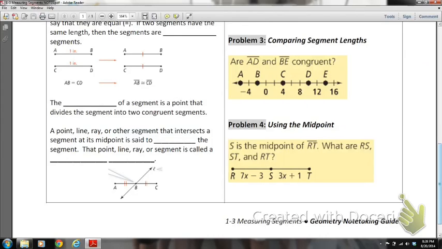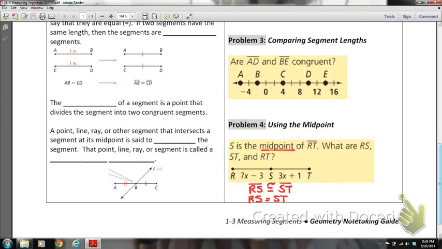The last problem is using a midpoint. And it tells us that S is the midpoint of RT. So that tells us that, by the definition of a midpoint, that it divides it into two congruent segments. So it wants the length of RS, the length of ST, and the length of segment RT. So the way you would set this up, by definition of a midpoint, if S is the midpoint, then that means segment RS is congruent to segment ST. By definition of congruent segments, that means the length of segment RS is equal to the length of segment ST.